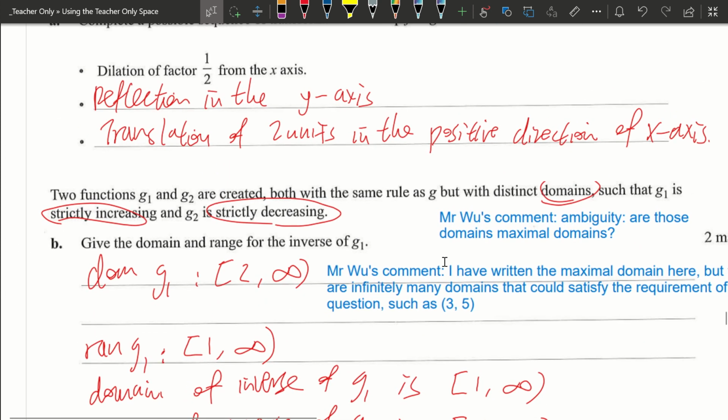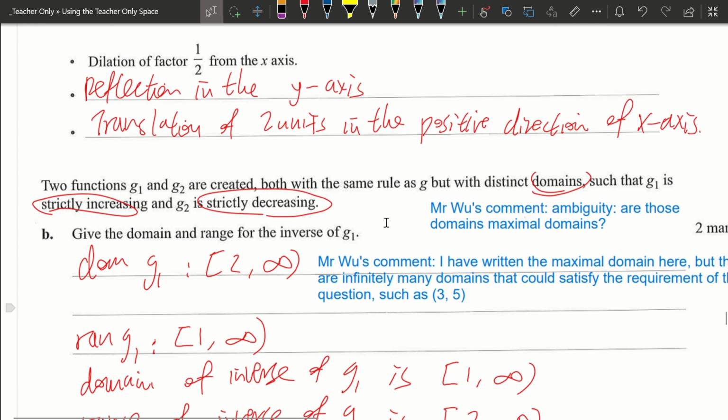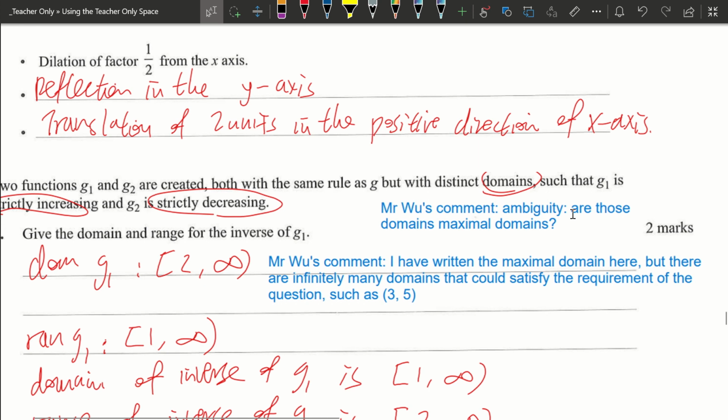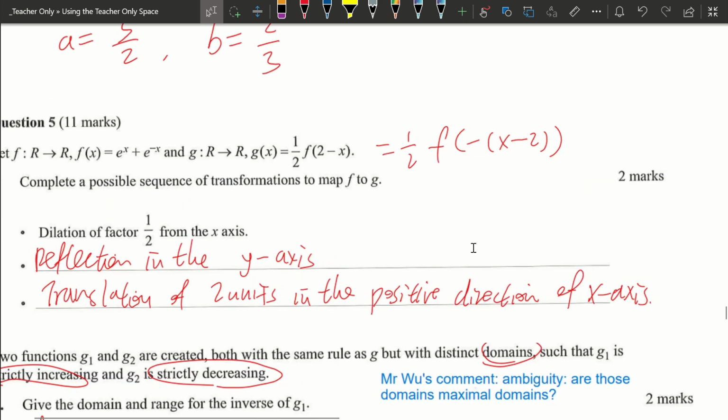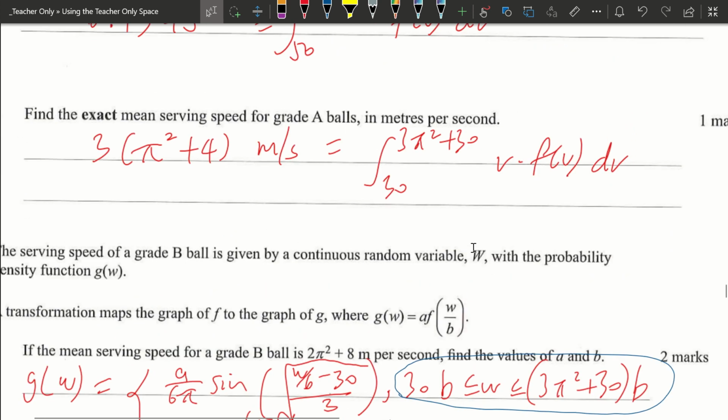Two functions, g1 and g2, same rule as g, but distinct domains, so different domains. g1 is strictly increasing, g2 is strictly decreasing. This is very problematic. It doesn't ask for the maximum domain, so I can give infinitely many domains. I can choose from infinitely many answers. I have written the maximum domain here, so what I mean by that is this.